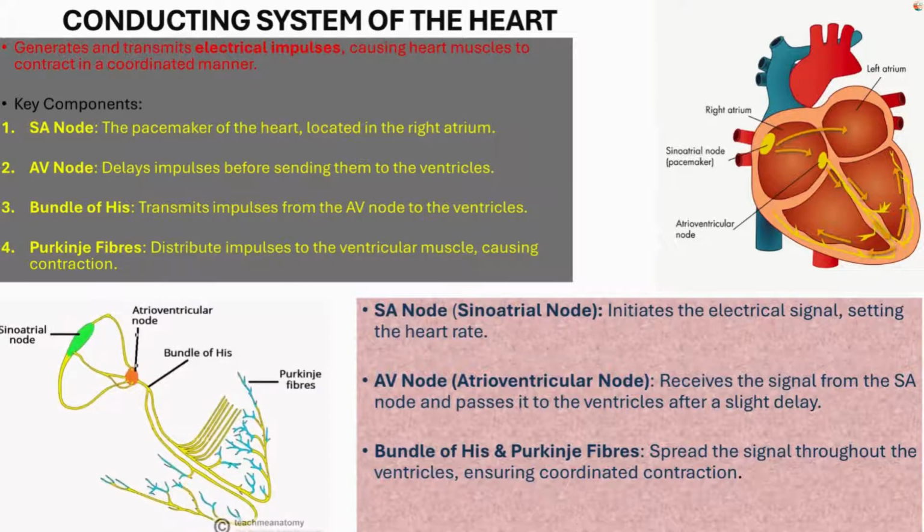Then we have AV node. AV node simply receives the electrical signal from SA node and passes it towards the ventricle, but there is a slight delay as we have discussed earlier. Then we have bundle of His and Purkinje fibers. The bundle of His and Purkinje fibers spread the signal throughout the ventricle and ensure a coordinated contraction.